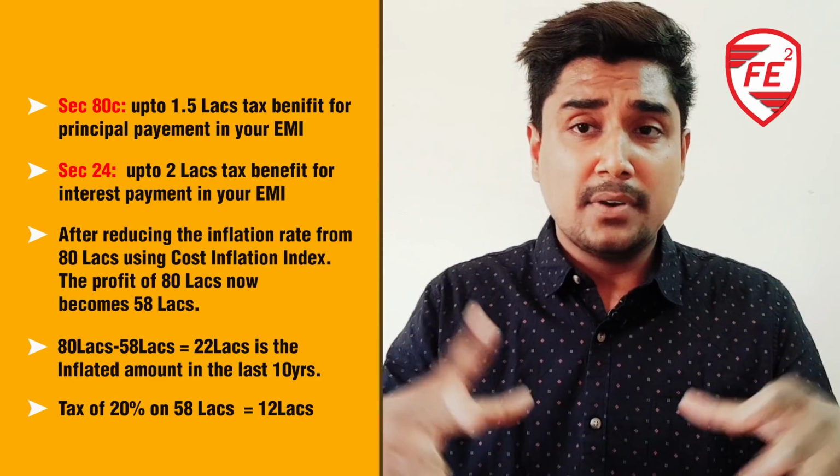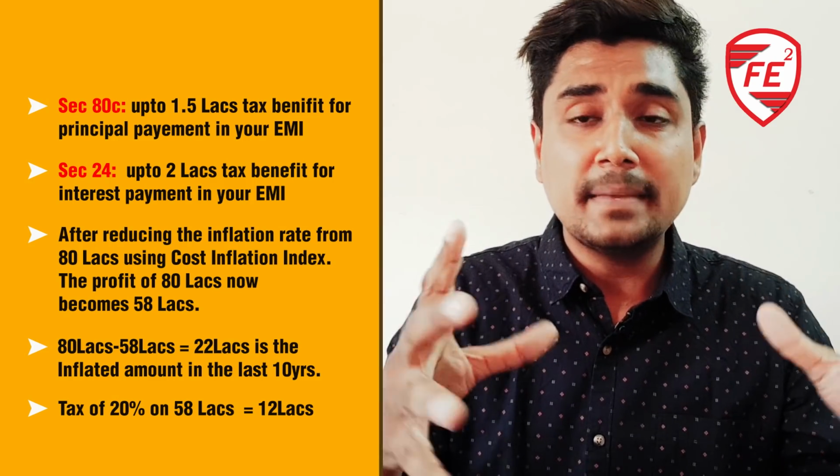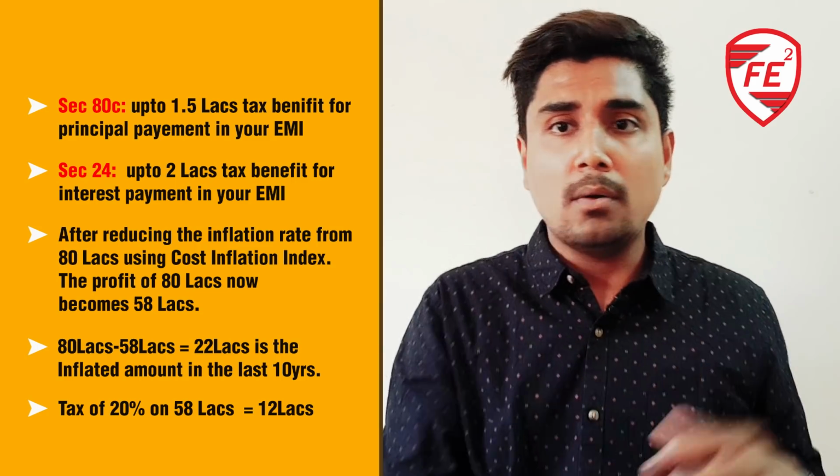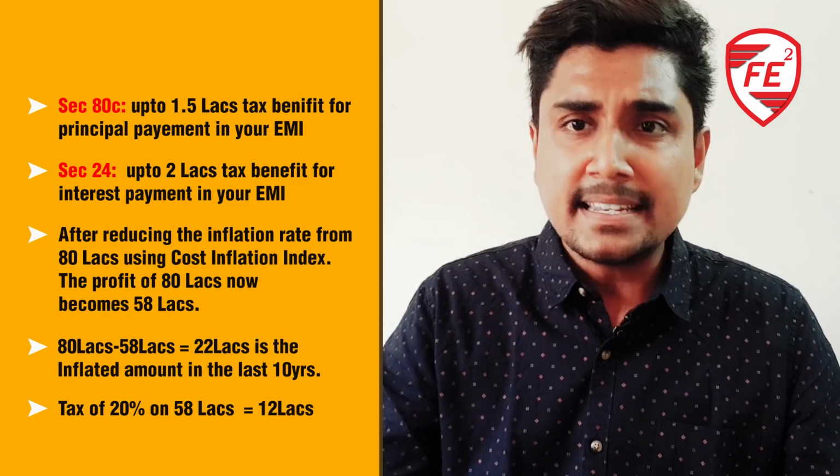But section 54 says the entire 58 lakhs has to be reinvested in another property. If you are escaping from tax, that doesn't mean you can take the money and go home. It's not like that. You have to reinvest in another residential property. So there are 3 rules for how we can escape from paying a tax of 12 lakhs to the government.